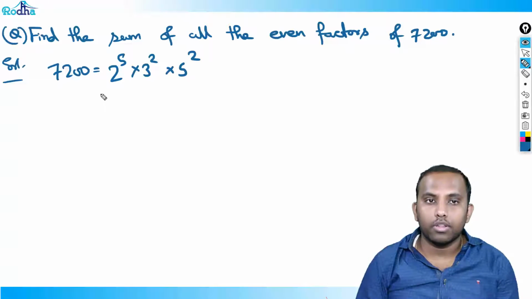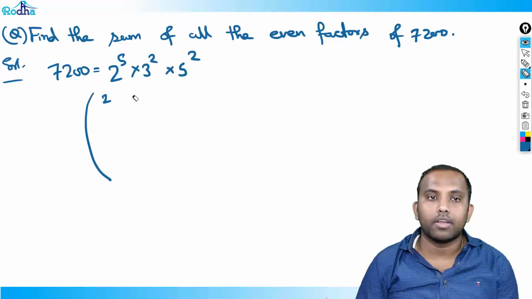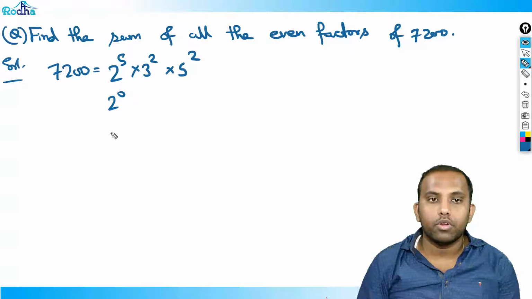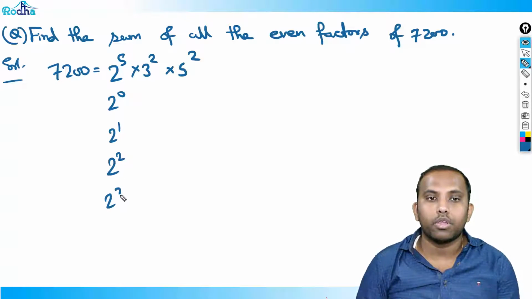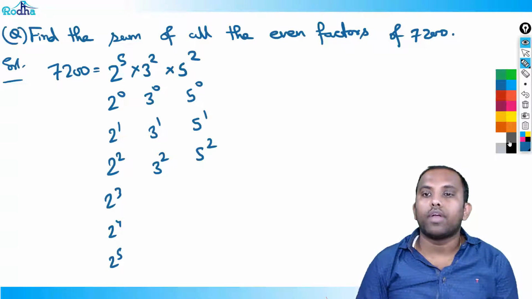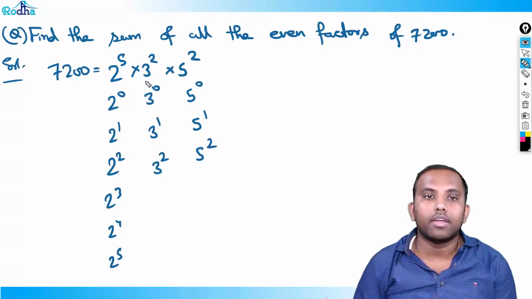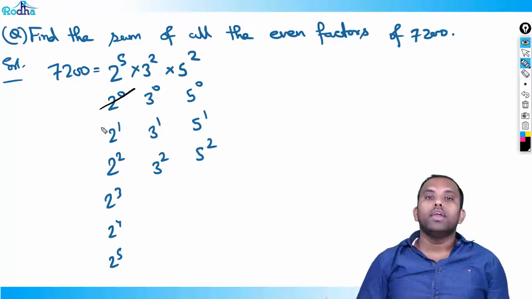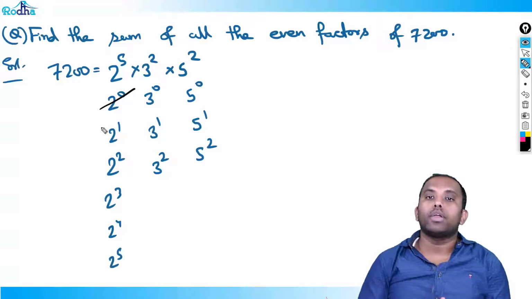So if I'm adding all these terms, again, 2 raised to 0. If I write down all those brackets, all those terms, it will be 2 raised to 0, 2 raised to 1, 2 square, 2 cube, 2 raised to 4, 2 raised to 5. 3 raised to 0, 3 raised to 1, 3 square, 5 raised to 0, 5 raised to 1 and 5 square. Now, which factors won't contribute to the even factors? This 1. I should remove 1 from the 2's bracket, because 1 won't contribute to any even factor.